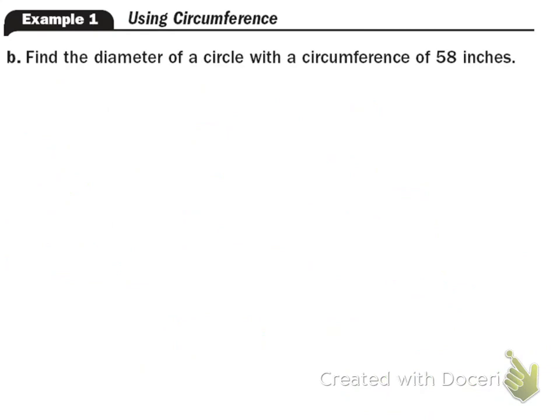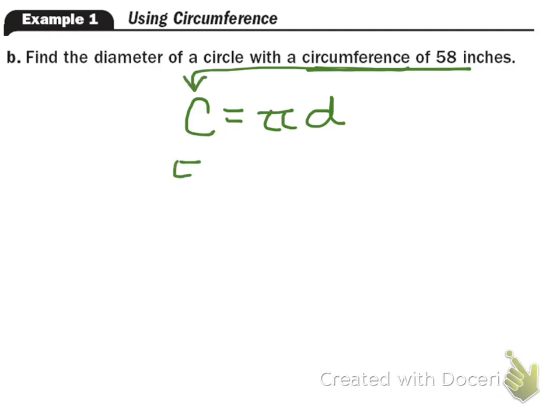In this problem, we're asked to find the diameter. We're given the circumference and we're asked to find the diameter. So we should use the formula for circumference that has diameter in it. Circumference is equal to pi times the diameter. So all we need is to plug the circumference in, the 58, that is the circumference. That would be equal to pi times the diameter.